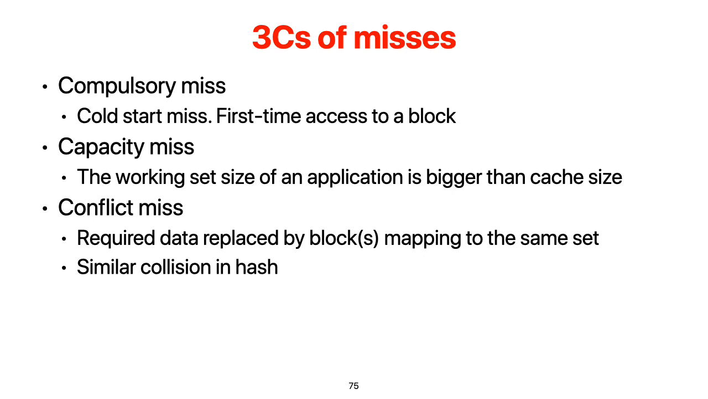And conflict miss means the required data was once in the cache before. However, it's no longer in the cache because we have a conflict in the way associativity in the same set. That's similar to the collision problem in a hash. That's typically because the associativity limits the number of blocks that we can accommodate. So in other words, if it's a miss that we can alleviate by increasing the associativity without affecting other factors, then it's a conflict miss.